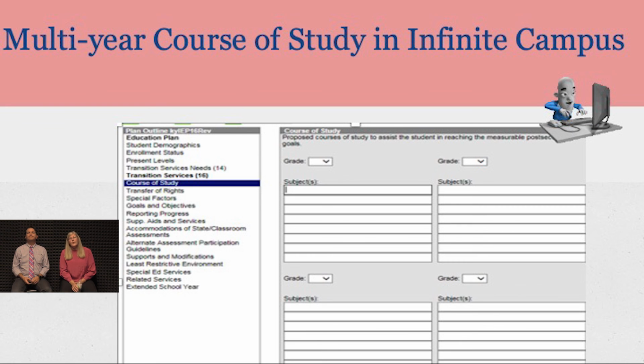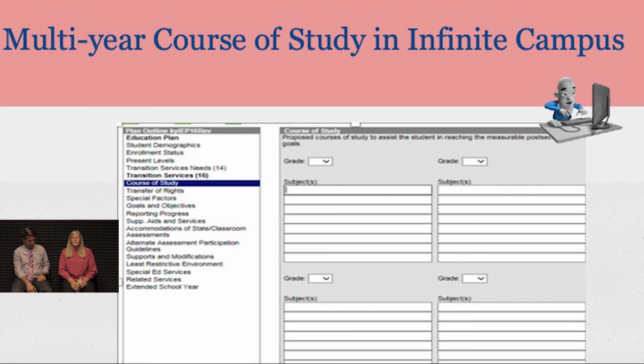After you complete the required components in Infinite Campus, the student's completed multi-year course of study section in the IEP should look like this. And when you print it out, it has all the courses that are necessary, and it does not have the word elective in it. They're all specific to the student's need for the post-secondary goal. So we just need to make sure that this is completed, and if you'll notice, this says grade 7.